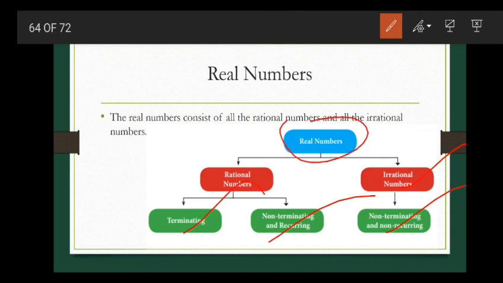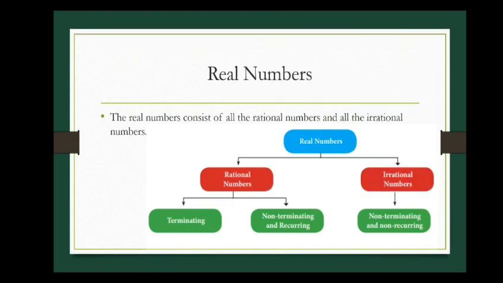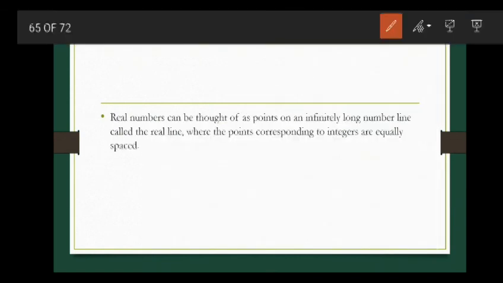So real numbers consist of rational numbers and irrational numbers. Rational numbers can be expressed in terminating or non-terminating and recurring decimal expansion, and irrational numbers can be expressed as non-terminating and non-recurring decimal expansion. Real numbers can be thought of as points on an infinitely long number line called the real line, where the integers are equally spaced.